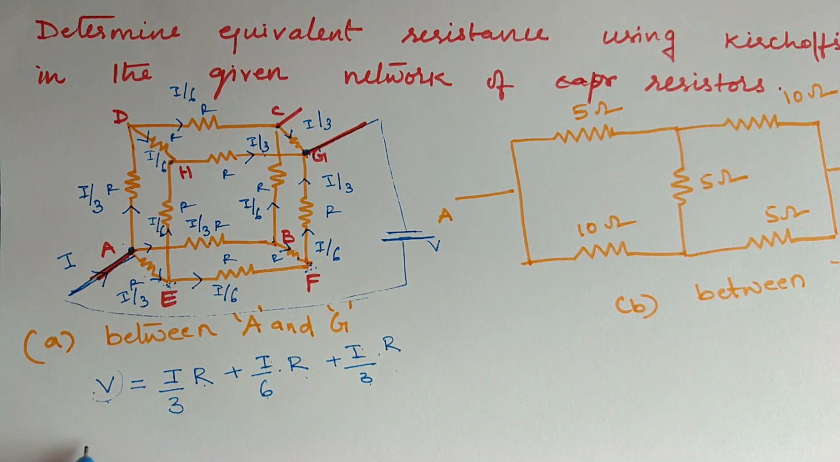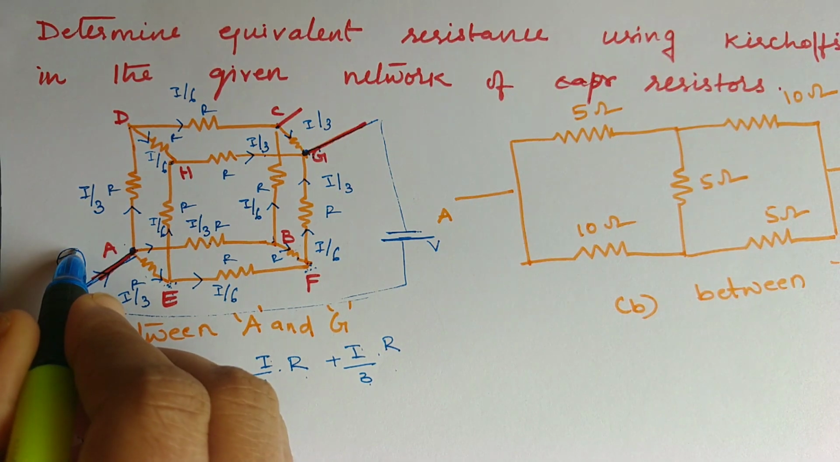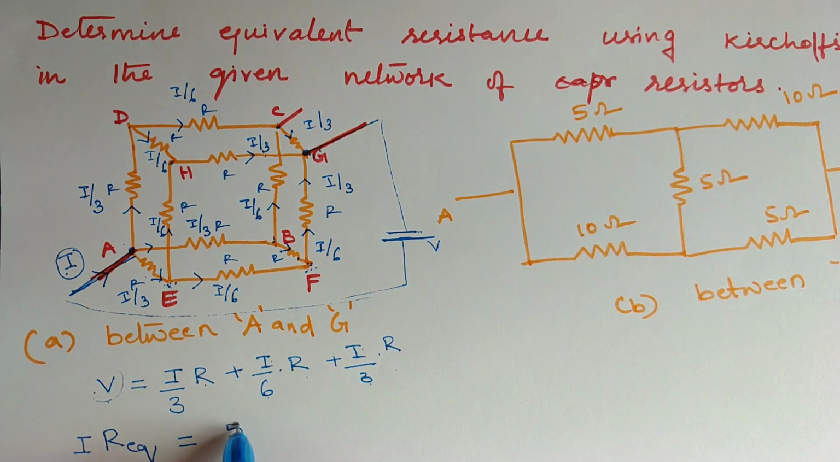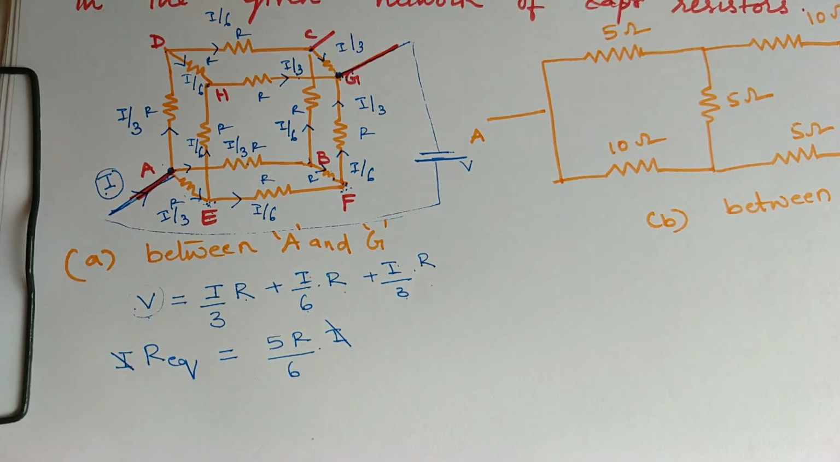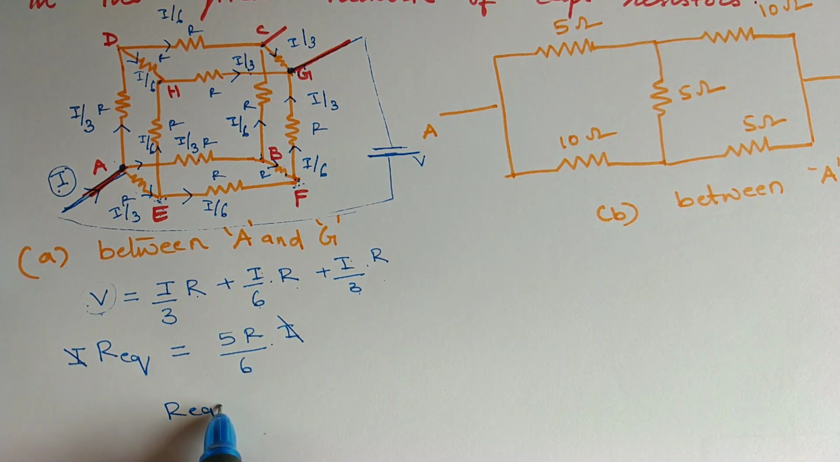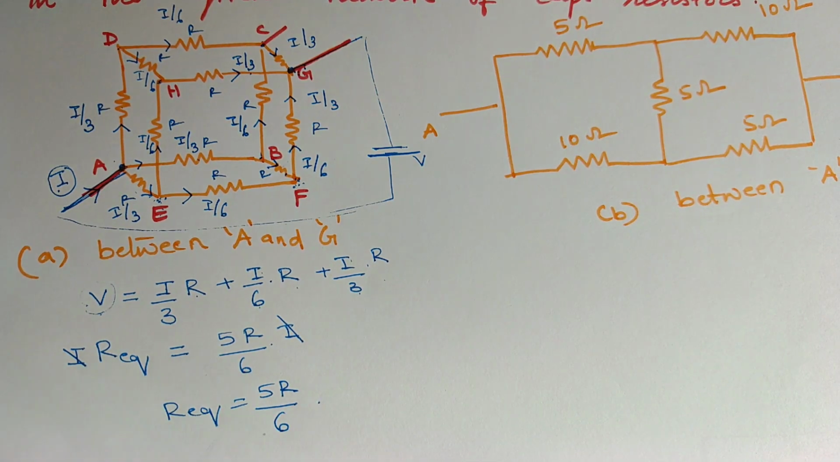Then we know V can be written as total current what you have supplied. What is the current I have supplied to this network? I into R equivalent should be, add all of them. Is it 5R by 6 into I? I and I get cancelled. So what should be your equivalent resistance now? R equivalent should be equal to 5 into R divided by 6.